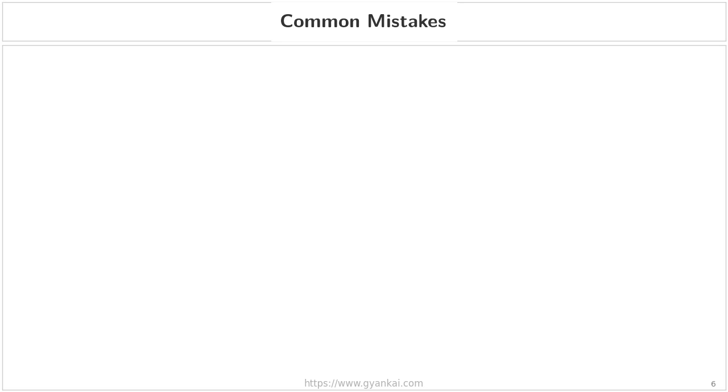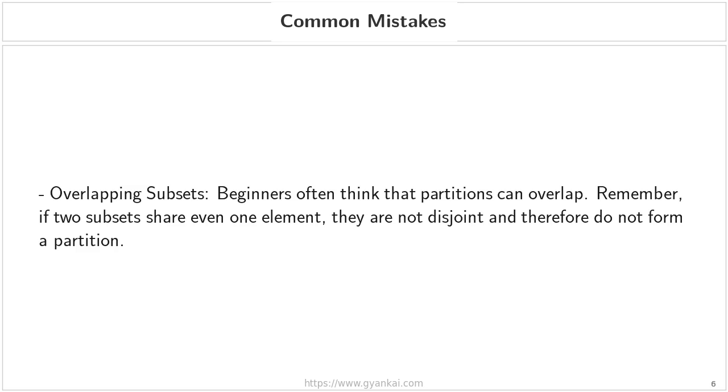Common mistakes. Now that we have covered the theory and a practical example, let us address some common mistakes to ensure you avoid these pitfalls when solving problems. First, let's discuss overlapping subsets. A frequent misconception among beginners is the idea that partitions can overlap. However, as we established earlier when discussing external separation, if 2 subsets share even a single element, they are no longer disjoint. Consequently, they cannot form a valid partition.